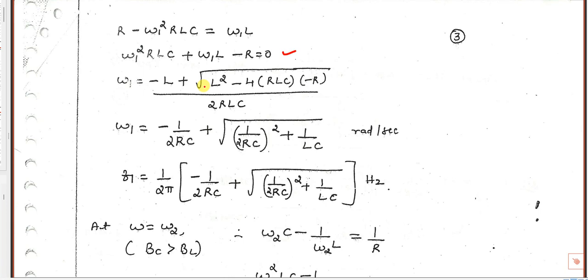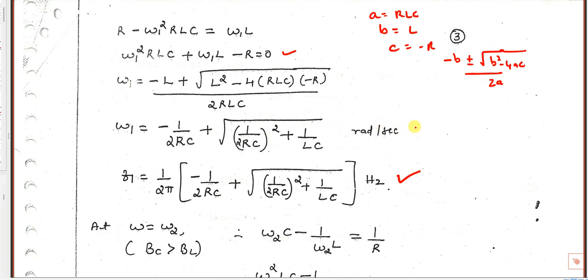So then it's a quadratic equation. You can find the roots of a quadratic equation given by minus B plus or minus square root of B square minus 4AC over 2A. So A value is RLC, B value is L, C value is minus R. So substitute here: minus B plus or minus square root of B square minus 4AC, where A value is this and C value is minus R, divided by 2A. And simplifying this, you will get this expression.